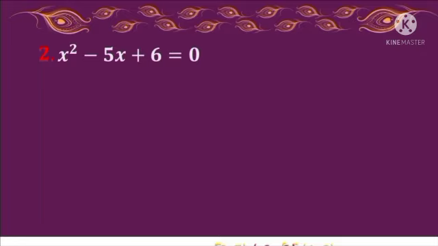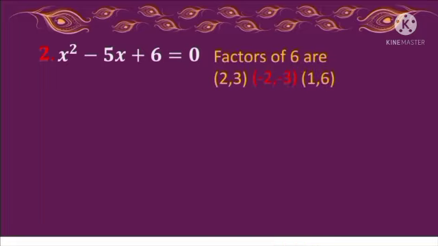x square minus 5x plus 6 is equal to 0. By splitting the middle term, we will solve the quadratic equation to get the roots. Factors of 6, with x square coefficient 1, so the product is 6. Possible factors are 2 comma 3, minus 2 comma minus 3, 1 comma 6. Here if you add minus 2 plus minus 3, it will be minus 5. So I am taking the suitable factors minus 2 and minus 3 and rewriting: x square minus 3x minus 2x plus 6 is equal to 0.